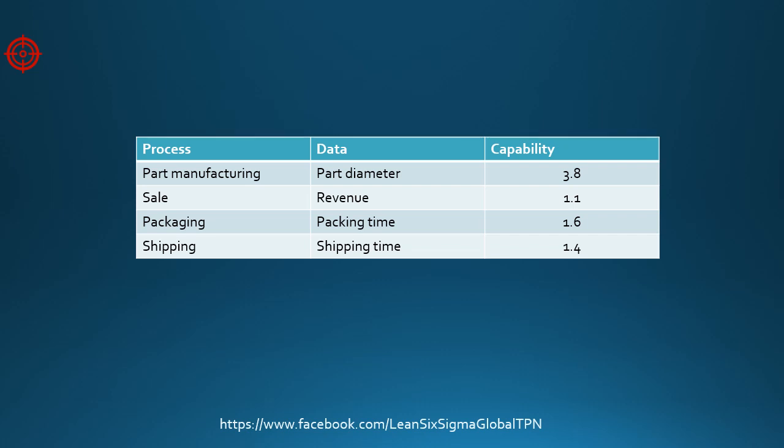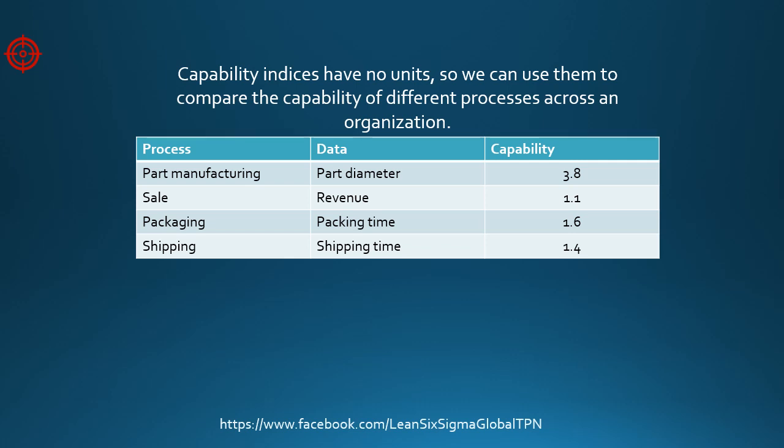Since capability indices are ratios, they have no units. As a result, we can use them to compare the capability of different processes across an organization. For example, if the part manufacturing process has a capability index of 3.8, then it is more capable of meeting specification than the sales, packaging, or shipping process.